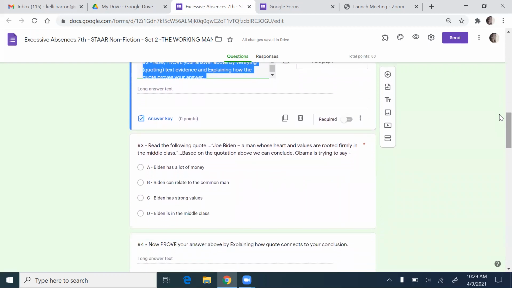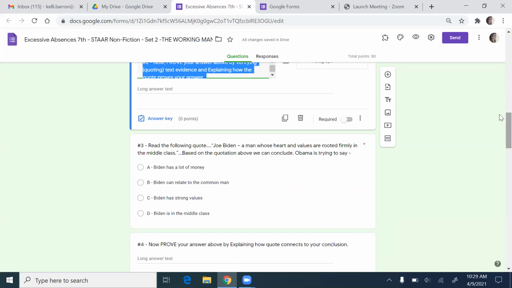Read the following quote: "Joe Biden, a man whose heart and values are rooted firmly in the middle class." Based on the quotation above, we can conclude Obama is trying to say... They don't need to go back to the passage. They don't need to look at anything else. All they care about is interpreting what's inside of those quotation marks. So what do we need to do? "Joe Biden, a man whose heart and values are rooted firmly in the middle class."